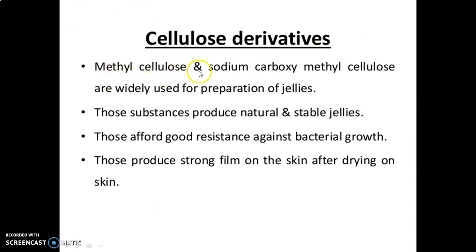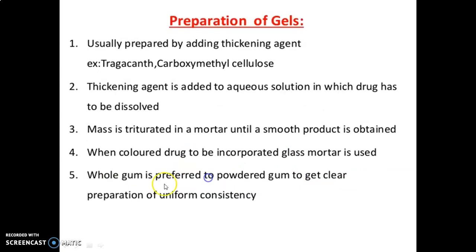Cellulose derivatives, methyl cellulose and sodium carboxymethyl cellulose, are widely used for preparation of jellies. These substances produce neutral and stable jellies. They afford good resistance against bacterial growth, and produce a strong film on the skin after drying. Then preparation of gels: they are usually prepared by adding a thickening agent, for example tragacanth or carboxymethyl cellulose, to an aqueous solution in which the drug has to be dissolved. Then the mass is triturated in a mortar until a smooth product is obtained.